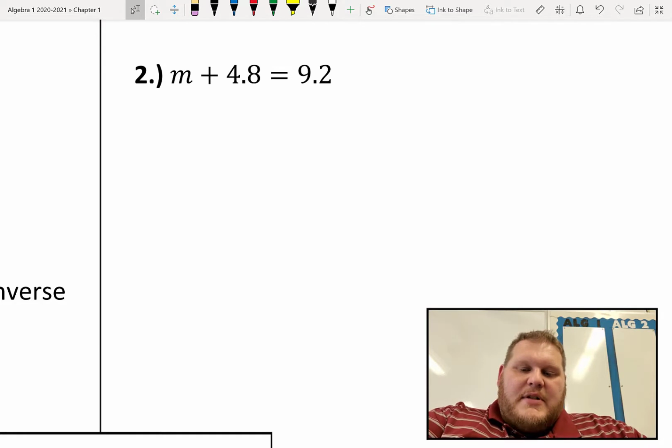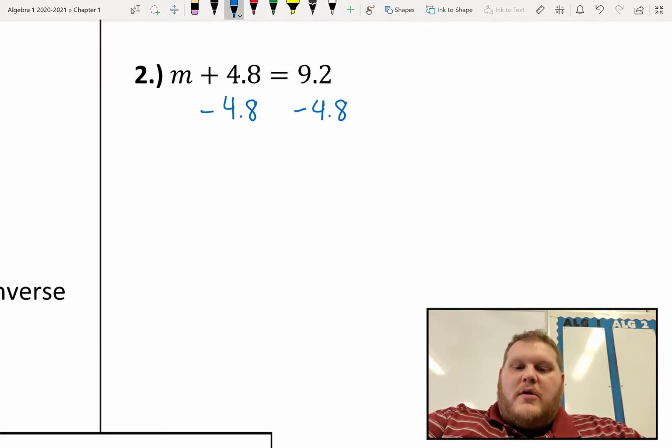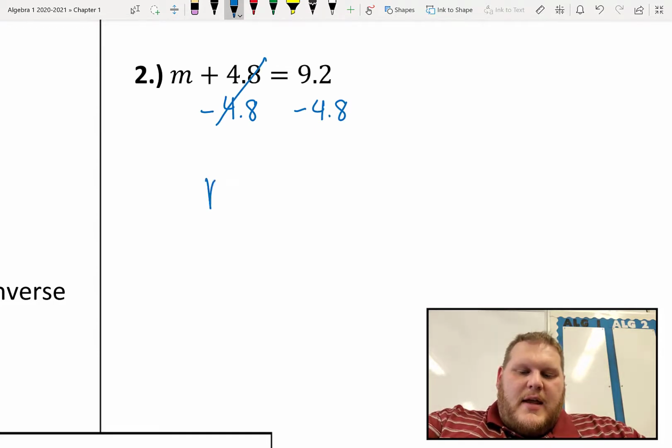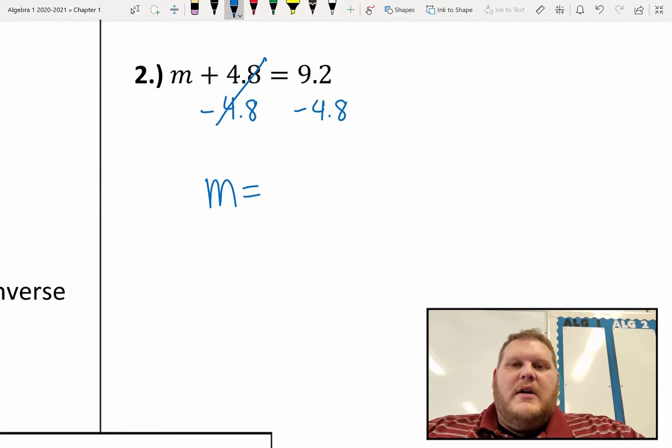So I have to do the opposite of that, which is going to be subtracting that same number. When you do that, my 4.8s cancel out on the left side. I'm just left with m equals, now you can do mental math if you want to. You can do some scratch work off to the side, or as always, you can use a calculator. 9.2 minus 4.8 comes out to 4.4.